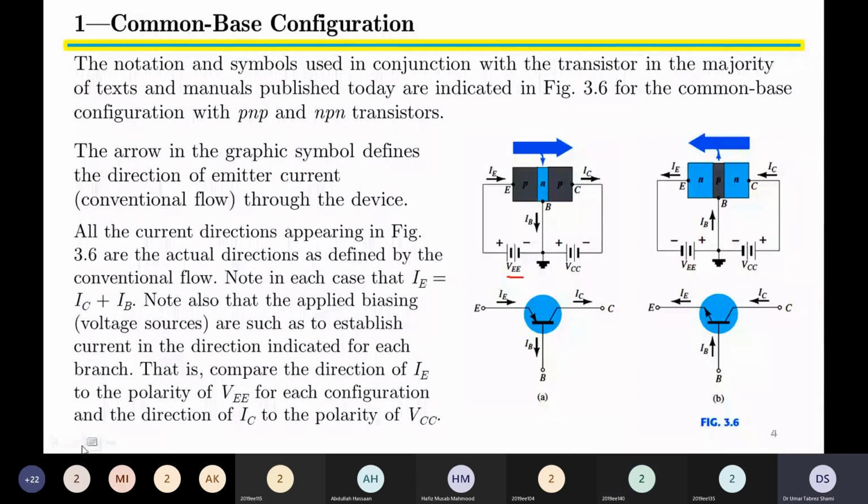The symbol VEE or the symbol VCC are just two representations of two voltage sources. We can write input voltage or we can write output voltage. We can use any symbol, but we are using VEE so that it means that this voltage is connected to the emitter side, and we are using VCC to represent that this voltage source is connected to the collector side. But they are two very independent voltage sources.